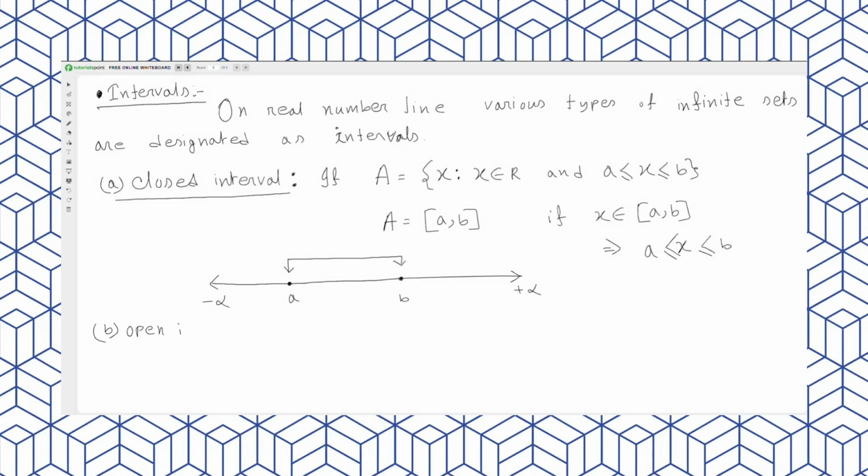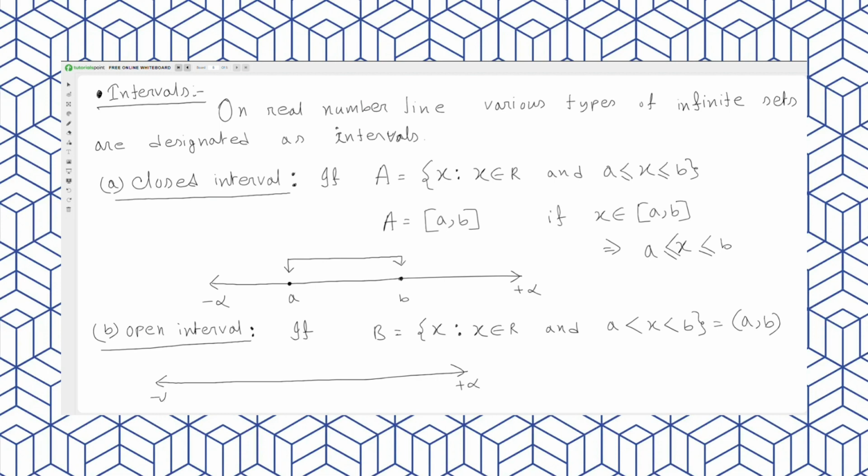Another is the open interval. If a set is given by B = {x such that x belongs to R and x is greater than a and less than b}, where a and b both are not included, then it can be denoted as (a, b) within first brackets, and this is not an ordered pair. It means x is greater than a and less than b. Simple.